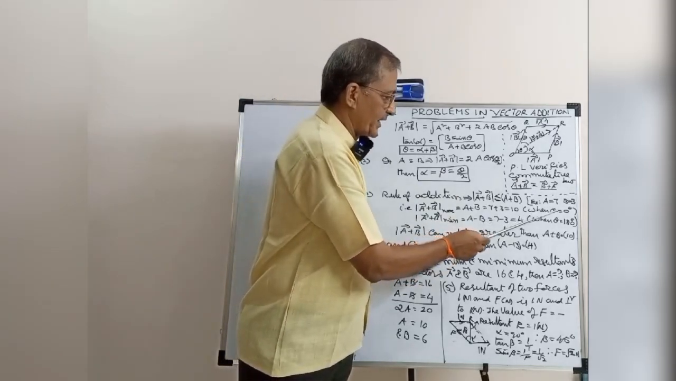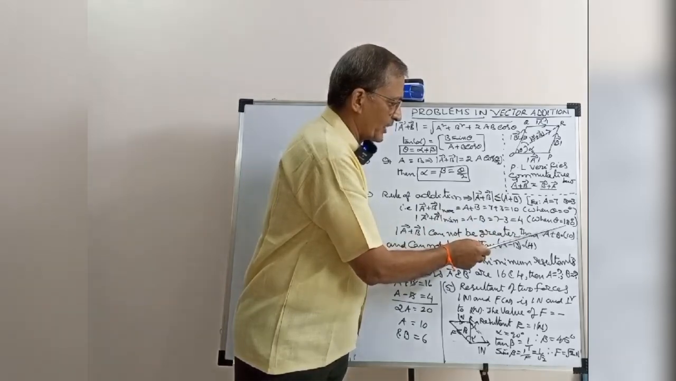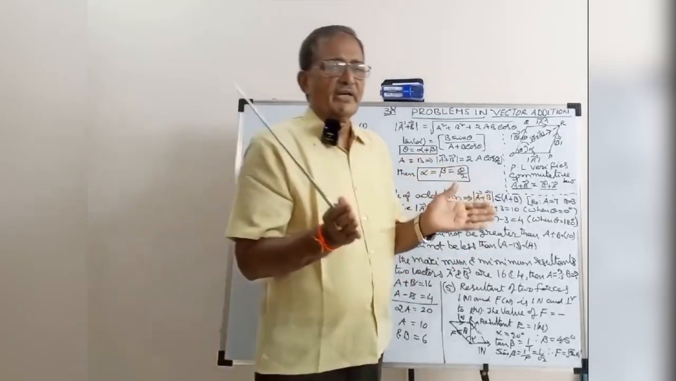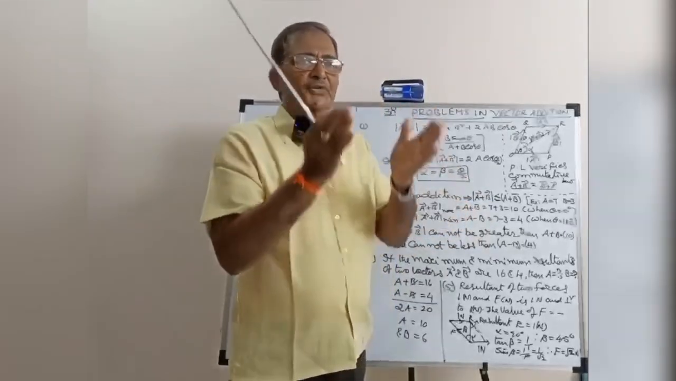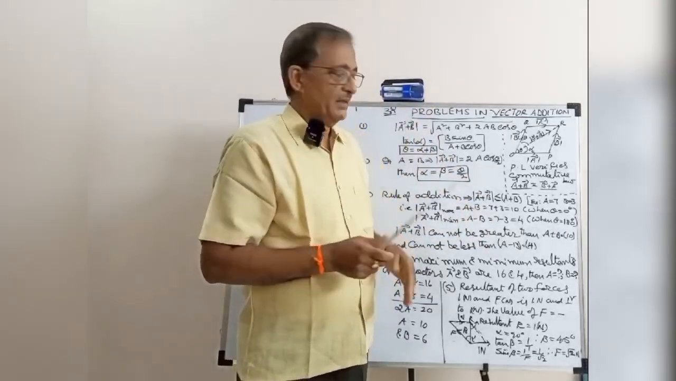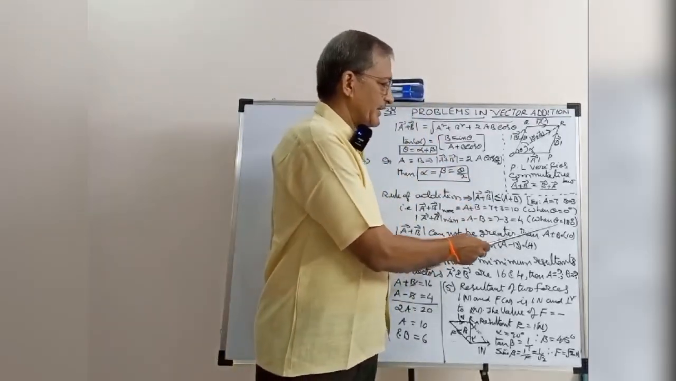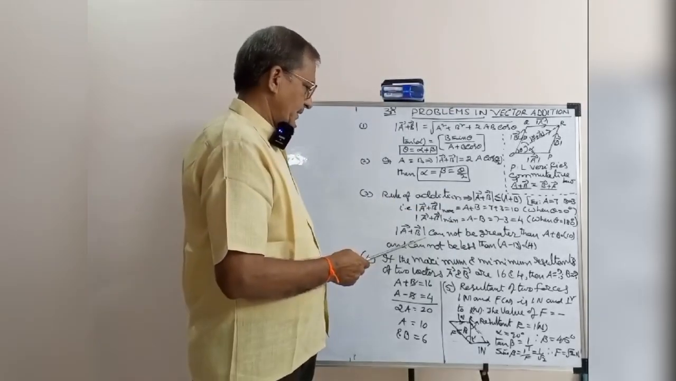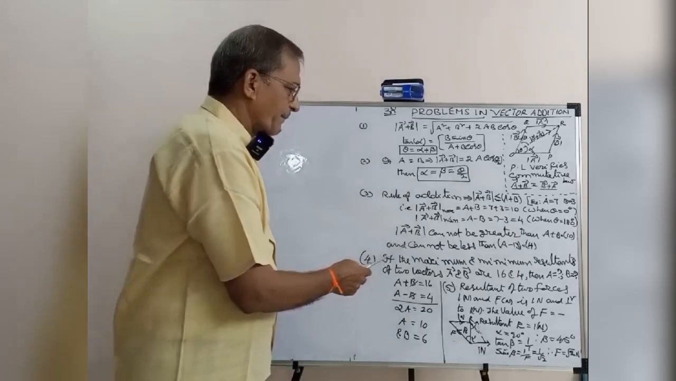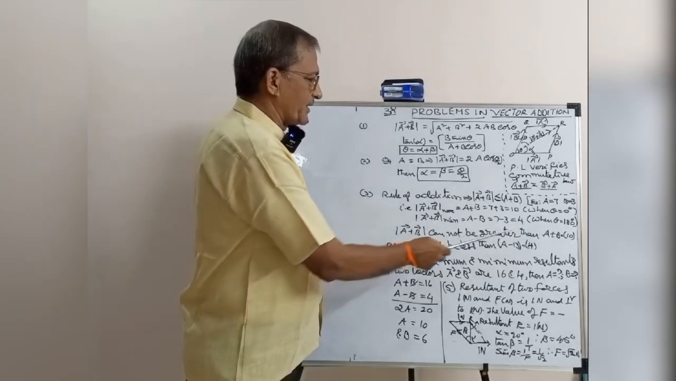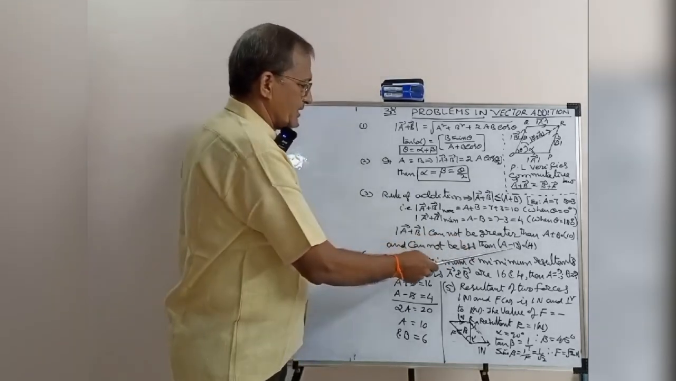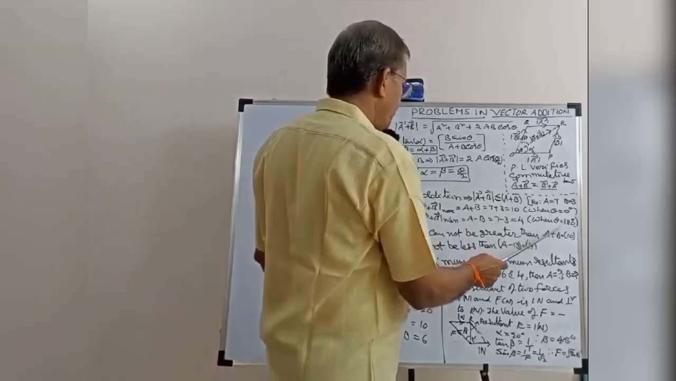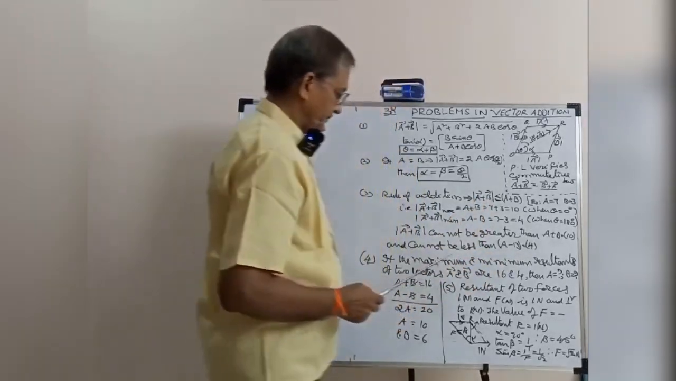And the maximum happens when theta is 0 and the minimum value comes when theta is 180. That means as the angle between the vectors increases, the magnitude of the resultant decreases and becomes minimum when the angle is 180 degrees. So basing on that, modulus of a bar plus b bar cannot be greater than a plus b and cannot be less than a minus b, that means the values must lie between 10 and 4 only.